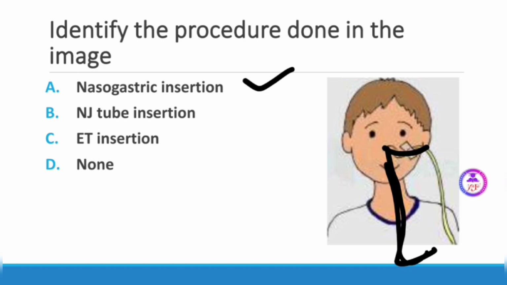Endotracheal tube is a tube which goes into the mouth and then goes into the trachea, or it may go into the nose and then goes into the trachea. So that is an endotracheal tube. And option none of above नहीं है. So here the answer is nasogastric insertion.